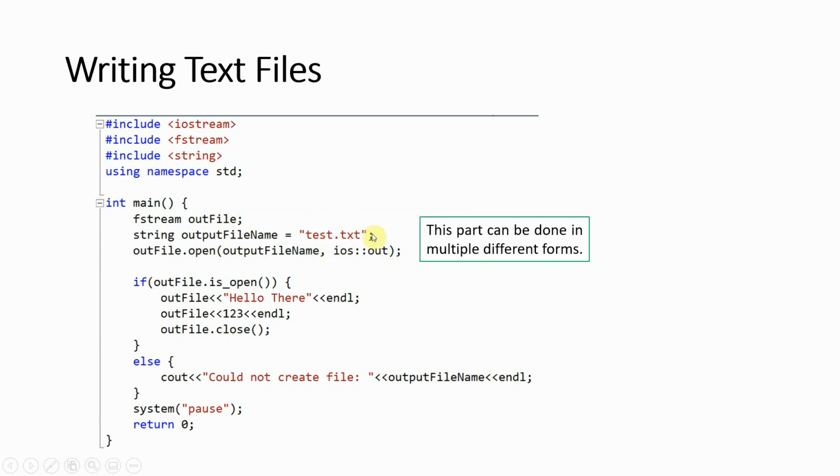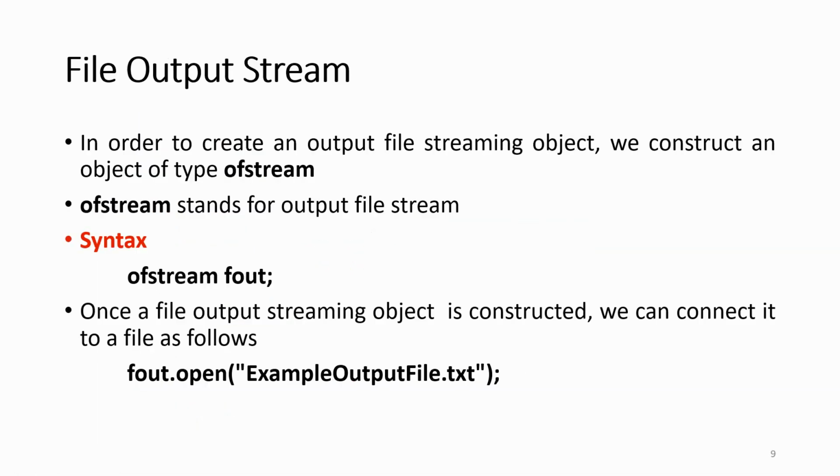Okay, again, this is only needed if you're using the fstream class, because fstream can be used for both input and output. So whenever you open a file, you have to specify if you're opening it for writing or reading, for input or output. In this case, it was output, so we had to provide ios::out. So in order to create an output file streaming object, we construct, so that's why, like I said, default constructor, we construct an object of type ofstream.